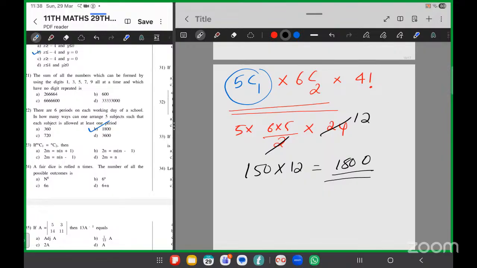You can select because there are 6 periods. So 5 subjects are there. So one extra period is there that can be given to any one of the subjects, that can be selected in 5C1 ways. And after that, the subject can be put in any of the 2 periods from the total 6 periods, that can be done in 6C2 ways.